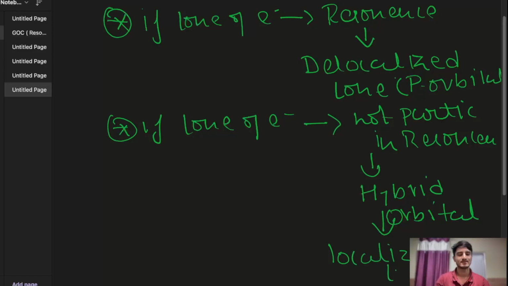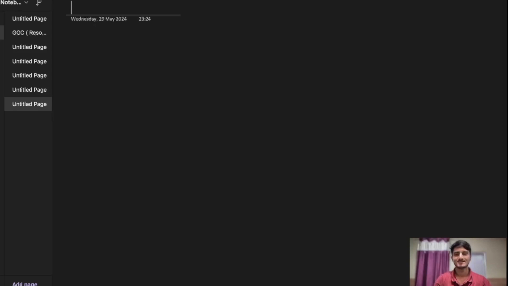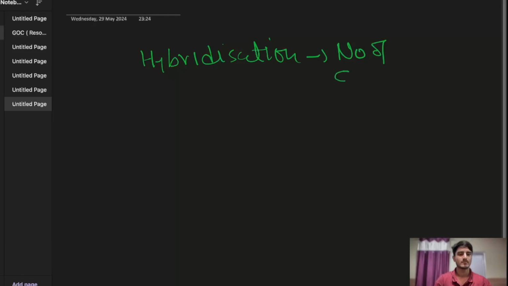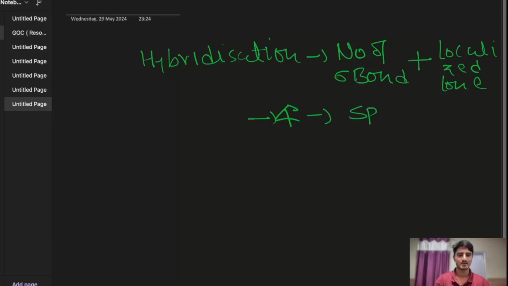Why am I teaching this to you? Because it will help us to determine the hybridization of an atom in a molecule. So what is the general formula of hybridization? It is the number of sigma bonds formed by an atom plus localized lone pairs. In hybridization we do not count delocalized lone pairs. So if this summation comes to 4, then hybridization is sp3. If it is 3, it will be sp2. If it is 2, it will be sp.